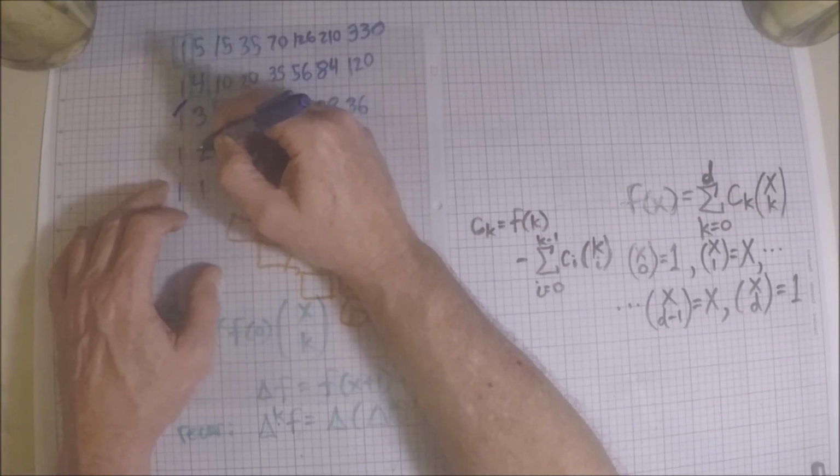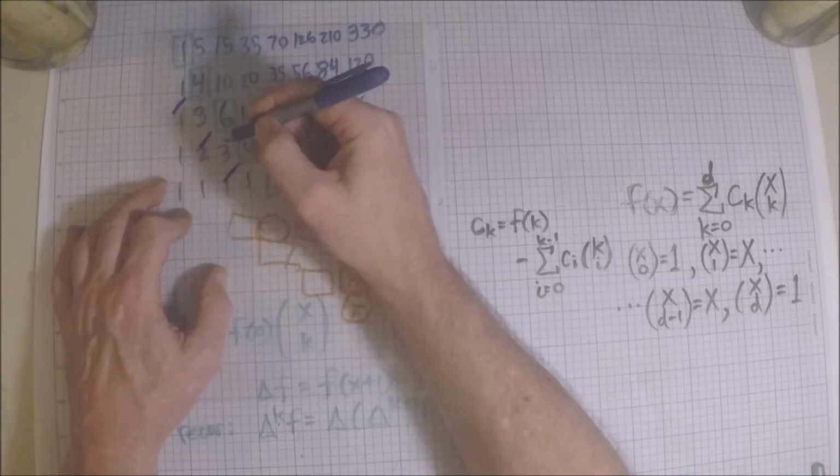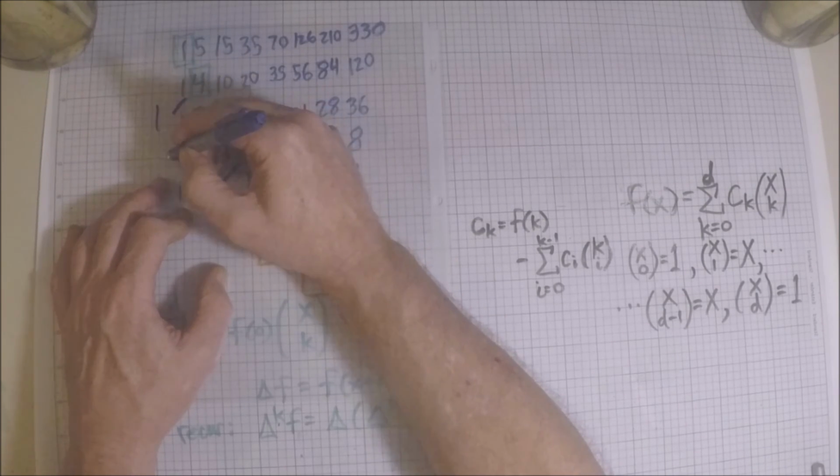In part 2 of this series, we're going to see that both of these are also pretty much equivalent to Vandermonde's identity.